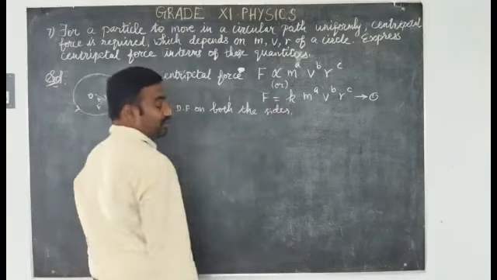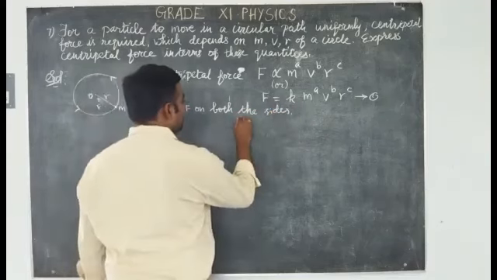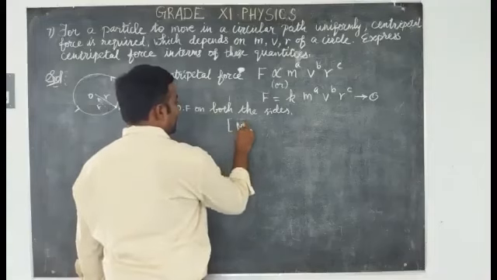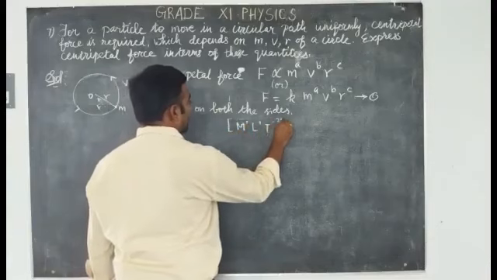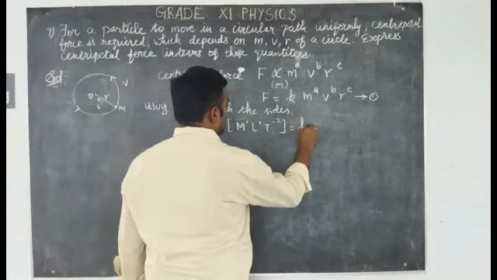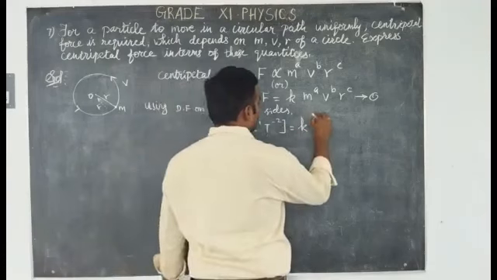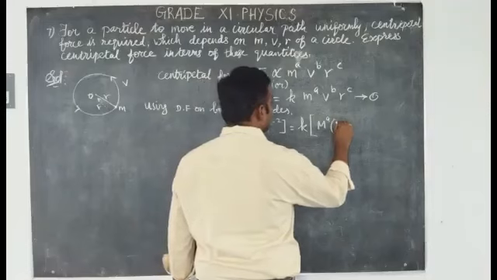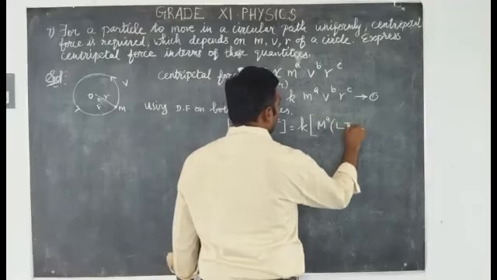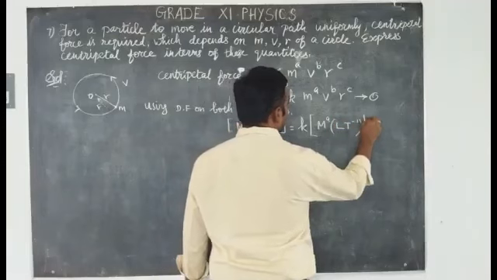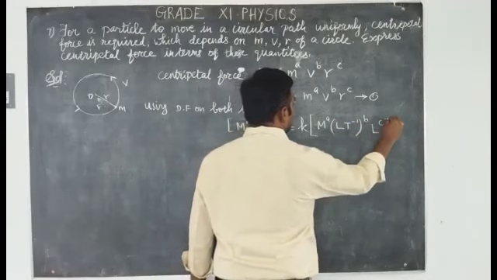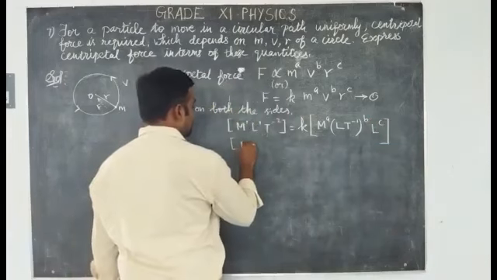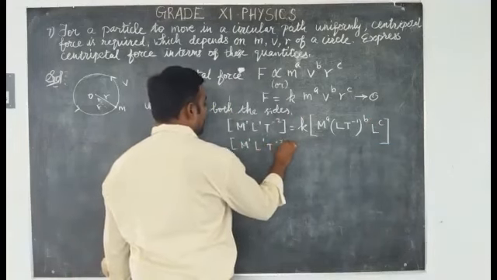On the left-hand side, the force. What is the dimension of force? The force dimension is m power 1, l power 1, t power minus 2. And the constant is k. Mass gives m power a, velocity gives l t power minus 1 whole exponent b, and radius gives l power c. Then we can simplify. On the left-hand side no change: m power 1, l power 1, t power minus 2.